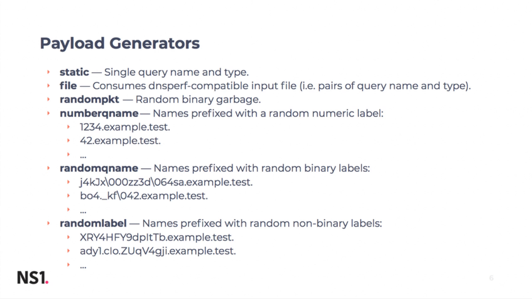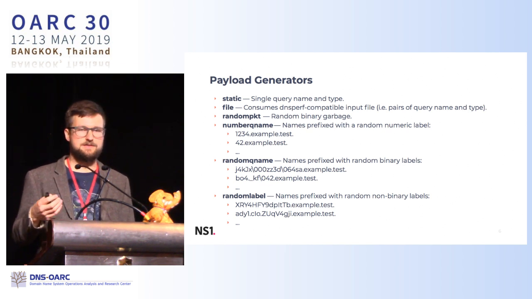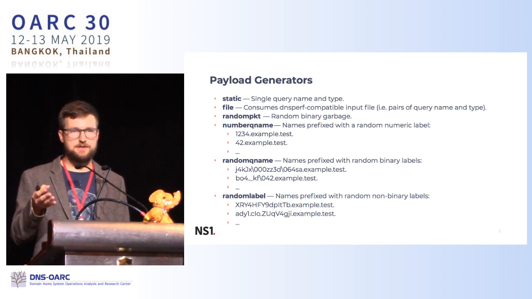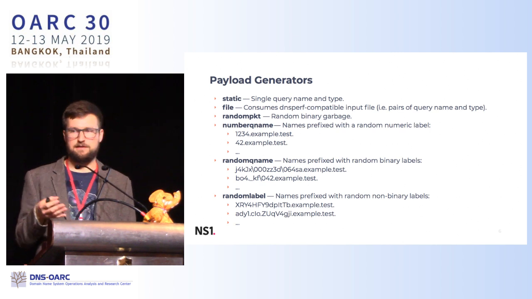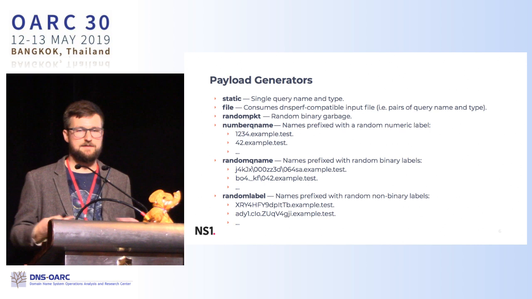The number QName is very similar, except that the prefix contains just a decimal number as a label. And random label uses the characters that are normally allowed in domain names. Random label is actually what, for instance, the Mirai botnet attacks used. So if you want to test your server or your defensive capabilities for this, you can use this module as well.